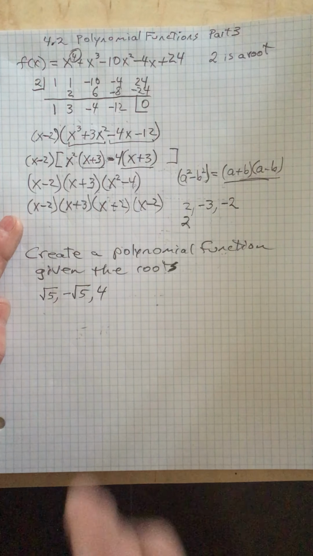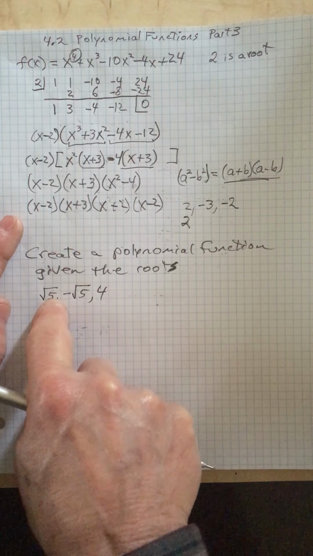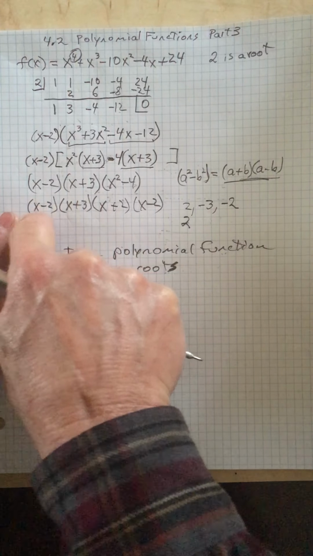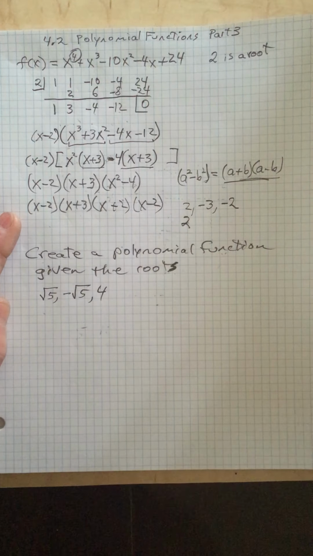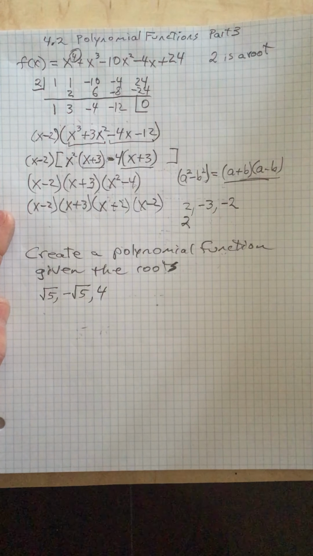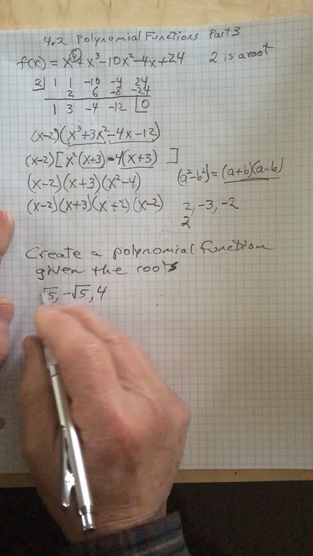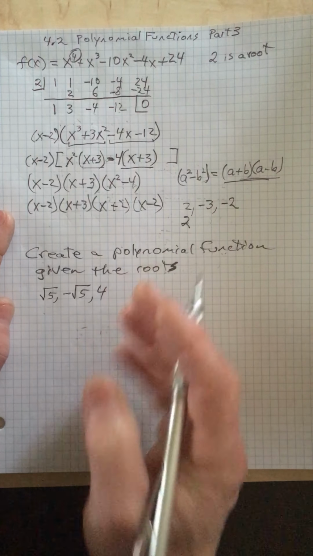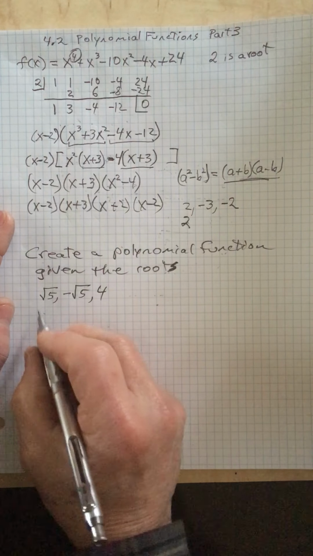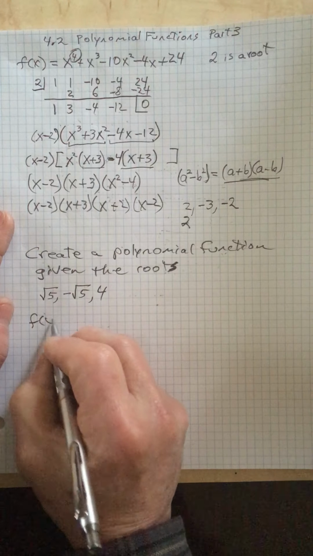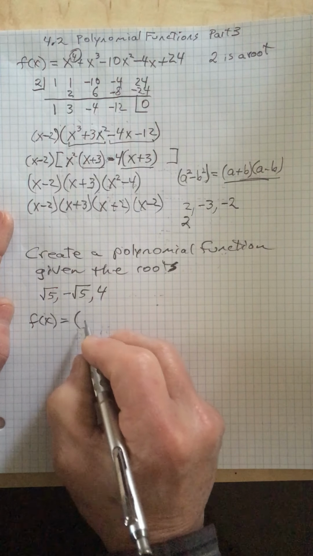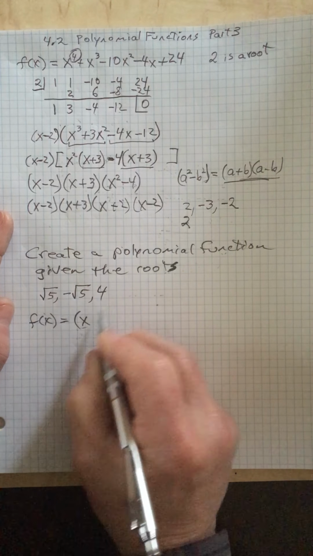We're going to go backwards. We're going to start with the roots, which means we're going to be able to write the factors. And then if we just multiply the factors together, we'll get the polynomial function and we're done. So the first thing we got to do is remember you need to change the signs when you write the roots. So our function is going to equal x minus this.